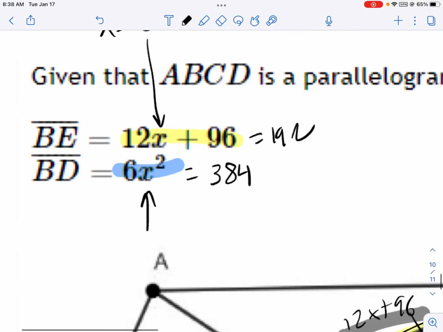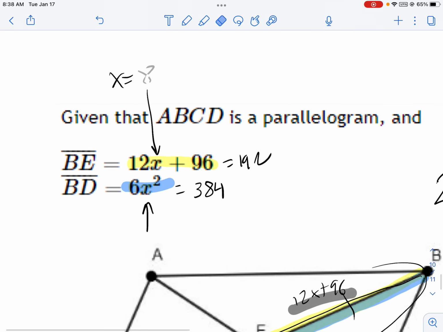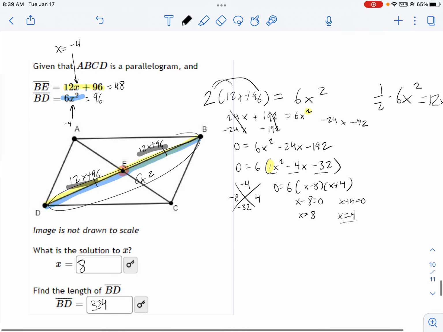Now let's try negative 4 and make sure that still works as well. When we do, we get 12 times negative 4, which is negative 48, plus 96 is 48. Now plug negative 4 into our next one: 6 times negative 4 squared. Negative 4 squared is 16, because a negative times a negative is a positive. 6 times 16 is then 96. Both are positive numbers, which means negative 4 is also a valid solution. And when we plugged into BD, we got 96 back.